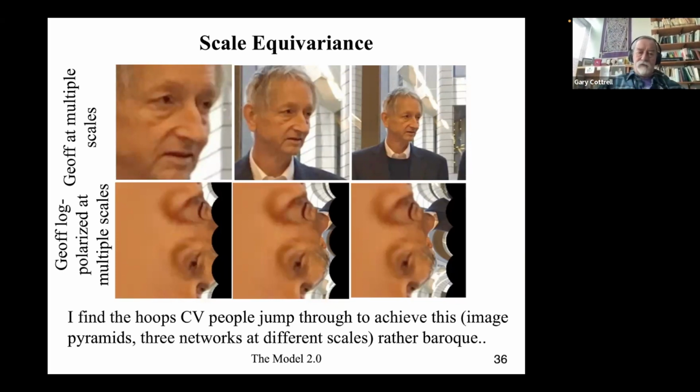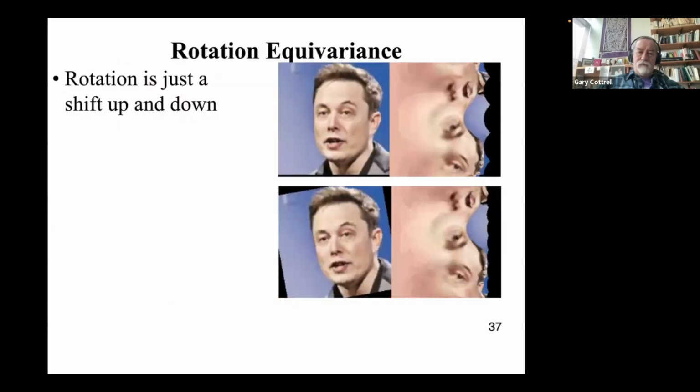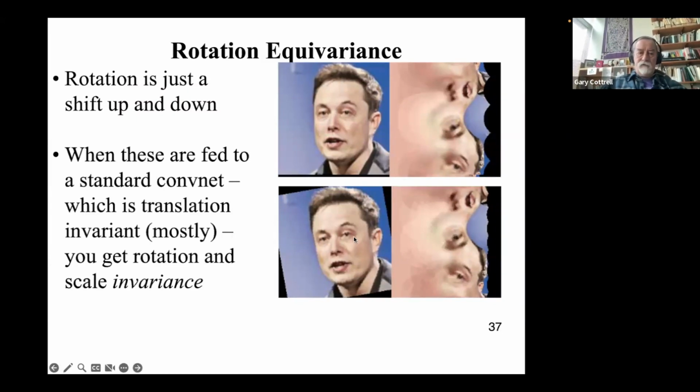And that just seemed crazy to me. And then rotation is just a shift up and down. So here's Elon, and Elon tilted. I guess he's a little stoned here. And when these are fed into a standard convnet, which is mostly translation invariant. So again, this is just a shift up and down. Notice his nose here just moves up a bit.